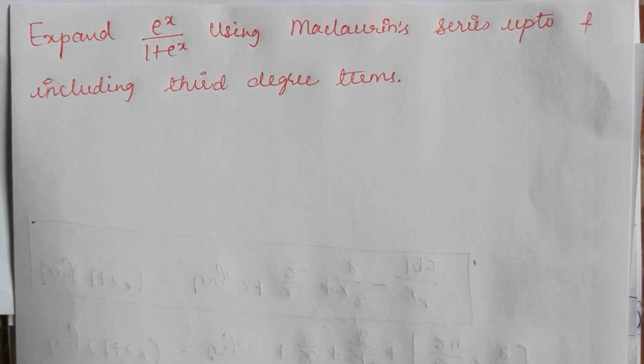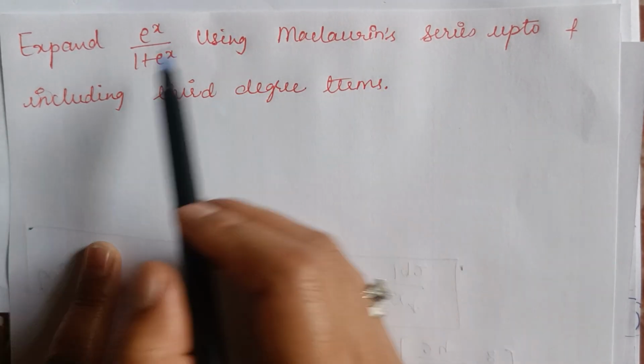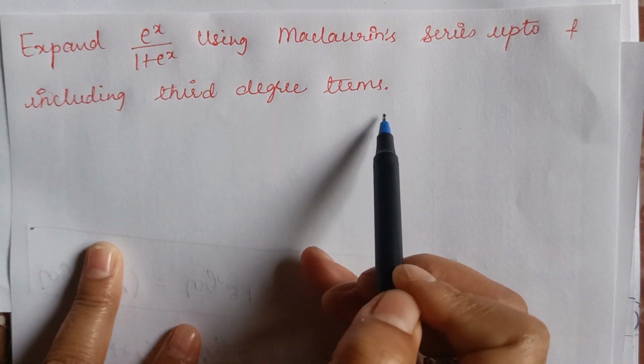In this video, I'm going to expand e power x divided by 1 plus e power x using Maclaurin series up to and including the third degree terms.